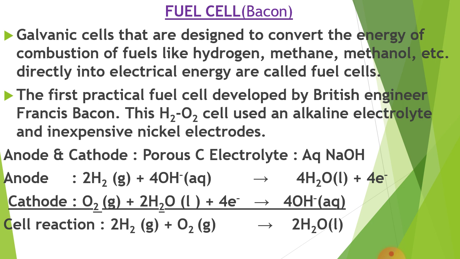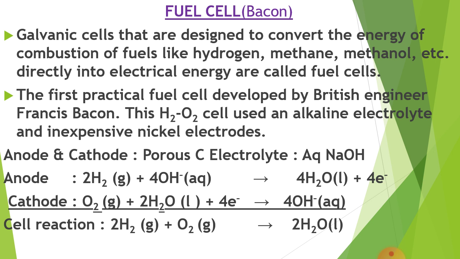Now the fuel cell, that is known as the Bacon cell. Galvanic cells that are designed to convert the energy of combustion of fuels like hydrogen, methane, methanol, etc. directly into electrical energy are called fuel cells. So it is also a type of galvanic cell where chemical energy is converted into electrical energy.